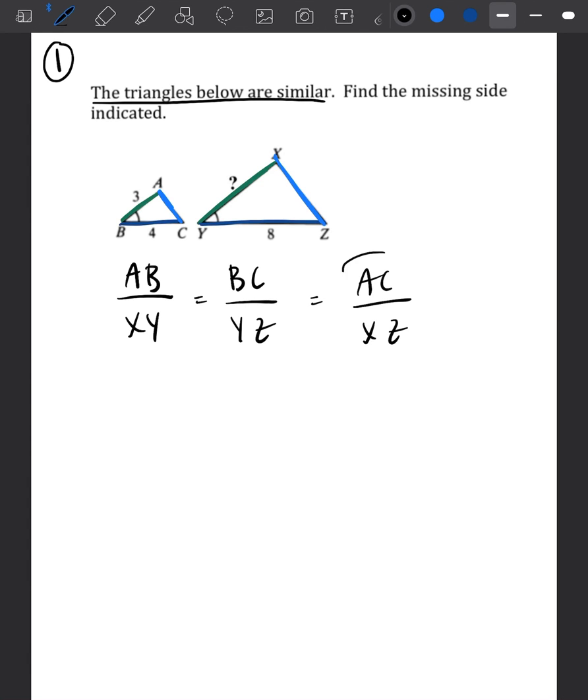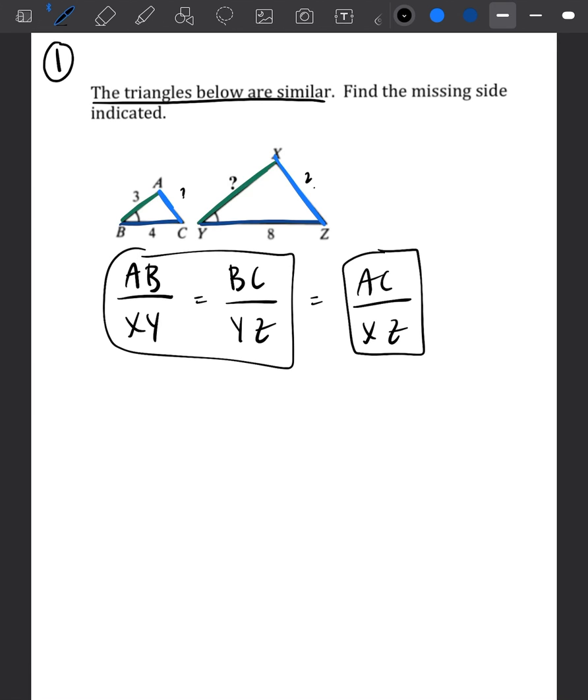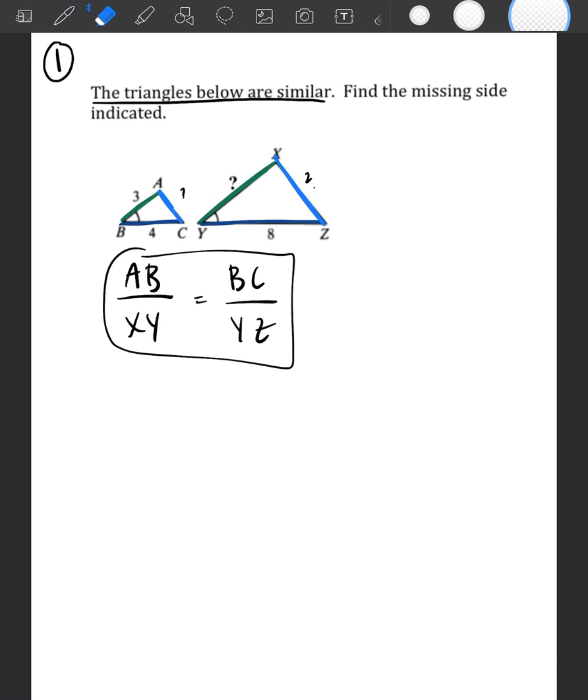Like I said earlier, this really isn't going to be much use to us in this problem because we don't know our side lengths. But do keep in mind if we did know them, so if these had values, we could use this as a proportion instead of this, but we'll use AB over XY equals BC over YZ because we know all the values. So let's go ahead and erase this for now.